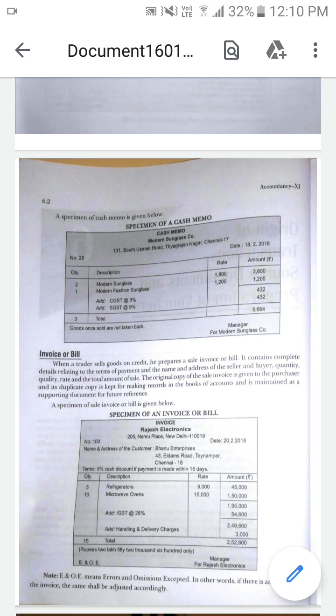The next one is the invoice or bill. What is an invoice or bill? When a trader sells goods on credit, he prepares a sales invoice or bill.